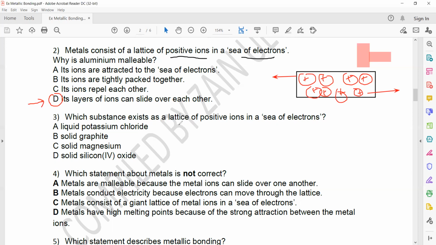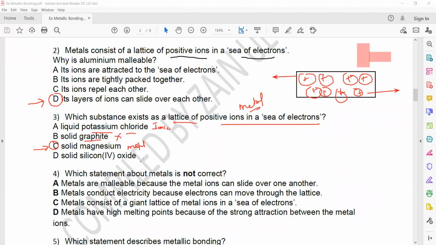Next, which substance exists as a lattice of positive ions and a sea of electrons? Basically they're asking about the metal. Liquid sodium chloride, a metal and a non-metal, will be ionic. Solid graphite does not have positive ions and a sea of electrons. Solid magnesium, because magnesium is a metal and all metals have a similar structure. So C will be the right answer.